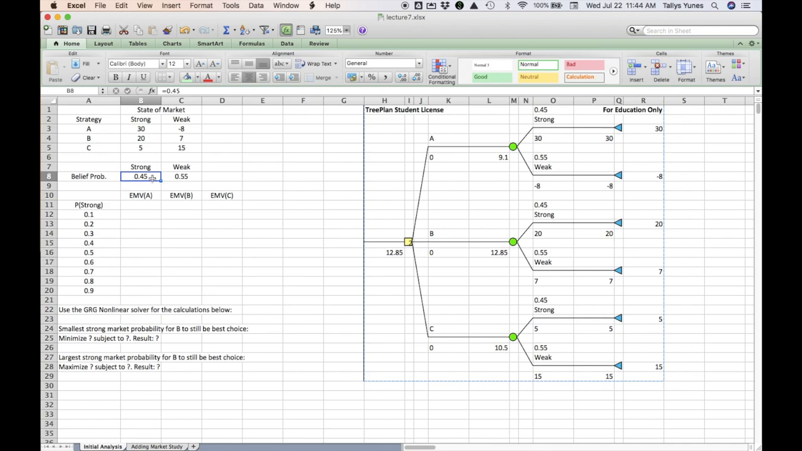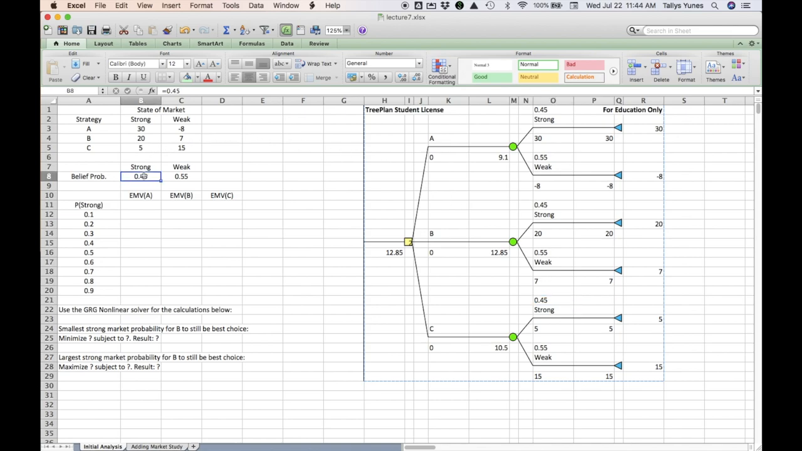And for all of this to work, and this is a common mistake that students make, the tree has to be pointing to this cell B8 wherever it needs the strong probability. As in, look here, I have B8 there. I don't have the constant number 0.45, because if I do that, when I tell Excel to modify this value, the tree will not reflect the modification if it has the 0.45 hard-coded in this location. That's why you have to go through your tree, and wherever the 0.45 is, make sure it is actually pointing to this location.